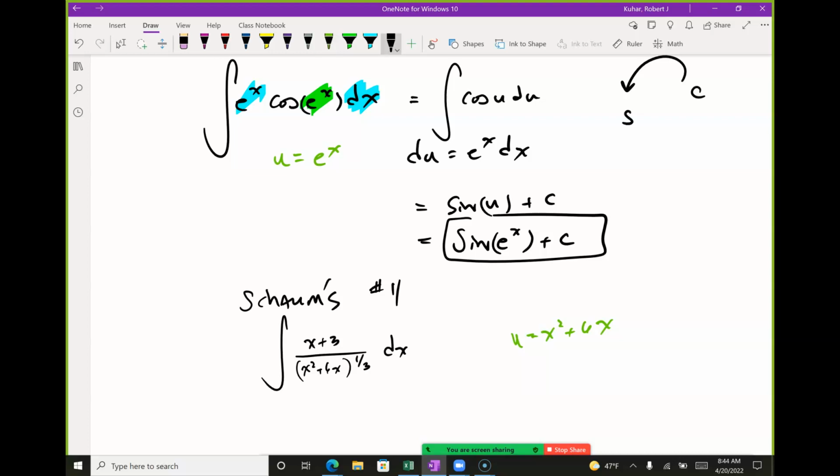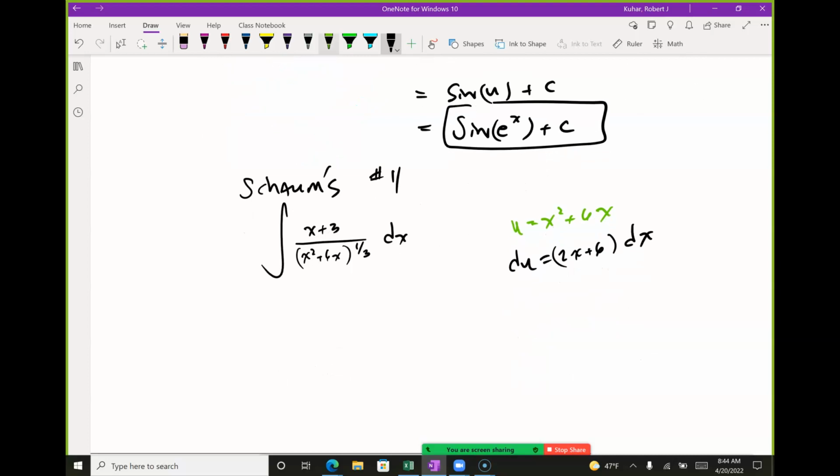And so what is du? 2x plus 6. Nice, 2x plus 6 dx, right? So you can see that I'm going to be able to get the 2x plus 6 easily by doing what?